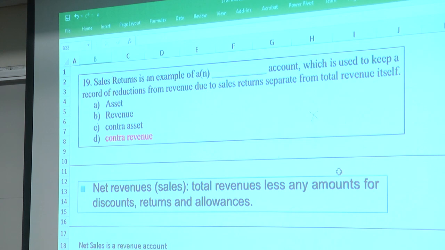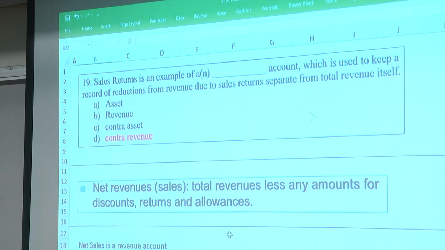Question 19 says, sales returns is an example of blank account, which is used to keep a record of reductions from revenue due to sales returns separate from total revenue itself. So it gives you 4 options for what sales returns might be categorized as. Here's another snippet from your Chapter 3 slides. It says, net revenue sales is actually total revenues less any amounts for discounts, returns, and allowances.